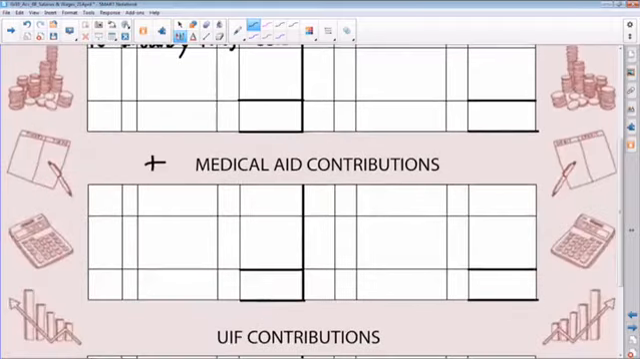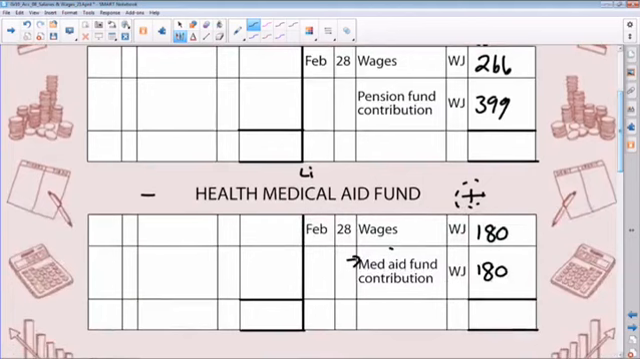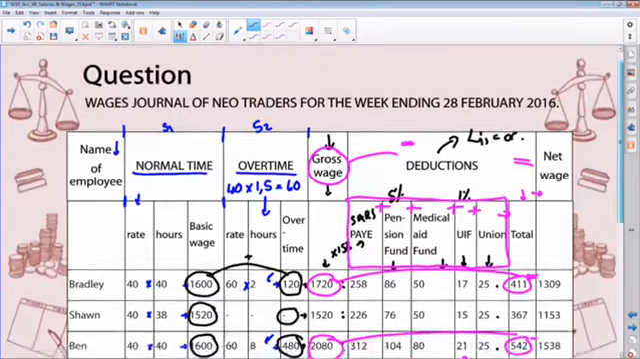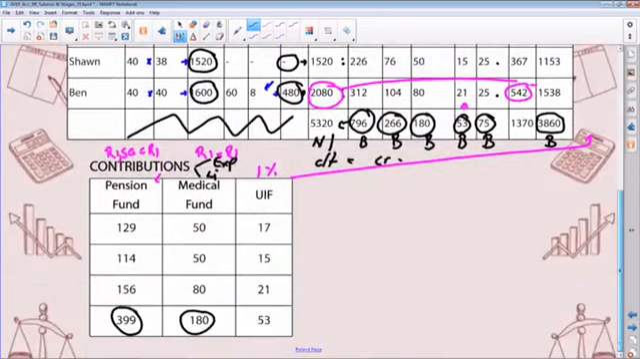Create the expense on the debit side, and we are going to say February 28. We're going to say your health medical aid fund. We're going to say wage journal, and we're going to say 180. And as you can see, the expense increased, and that's your debit. Where's your credit? Your credit is shown here in the liability account. Now, the very last one, let's quickly give you a minute to do the UIF. Quickly transfer the 53 Rand correctly to your T accounts.